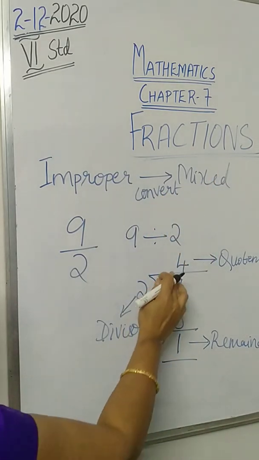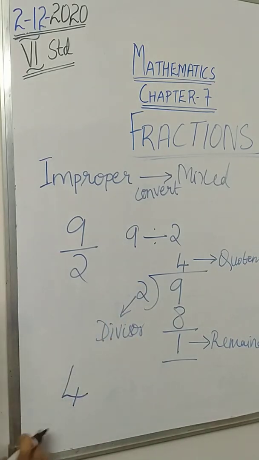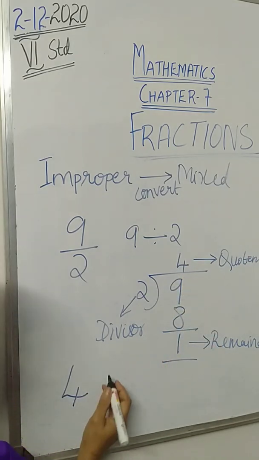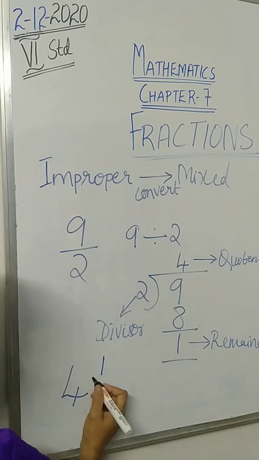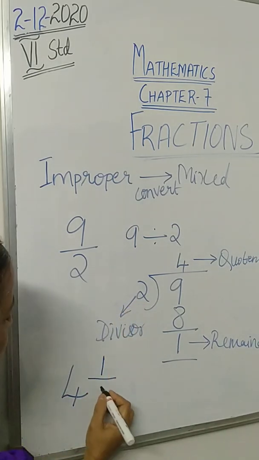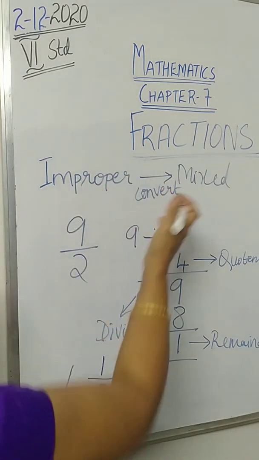Quotient. What did we get? Quotient 4. 4 is the whole number here. You know, a mixed fraction has got a whole number. So, 4 is the whole number here. Next we will come down: remainder. Remainder is the numerator of the proper fraction there. Next is divisor. That is the denominator of the proper fraction. So this is the way we convert improper to mixed fraction.